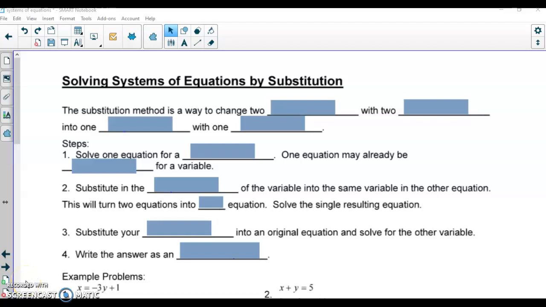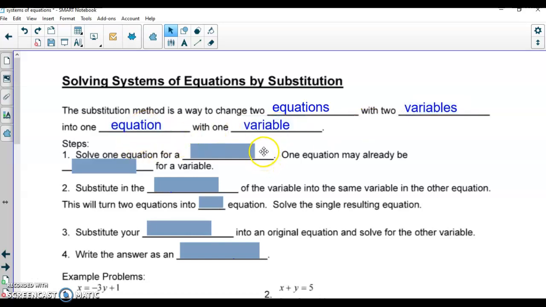Today we're going to be exploring how to solve a system of equations by substitution. Using the method of substitution is a way to change two equations with two variables into one equation with one variable. This is a review from your 8th grade course.